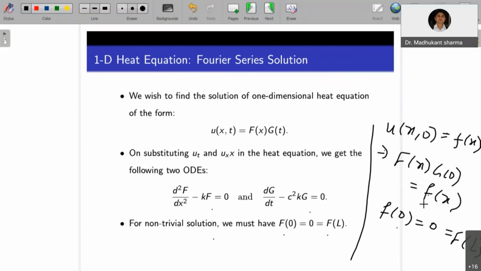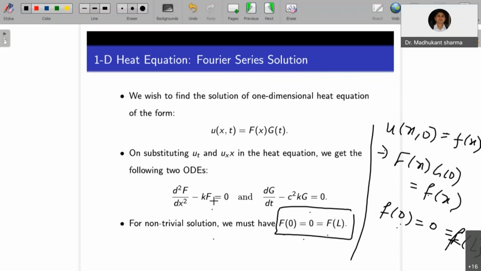Now to accommodate this condition, f of 0 is 0 and small f of L is 0, you must have capital F of 0 is 0 and capital F of L is 0. Then only this condition is satisfied. So these things can be verified from there. For a non-trivial one, you must have this.